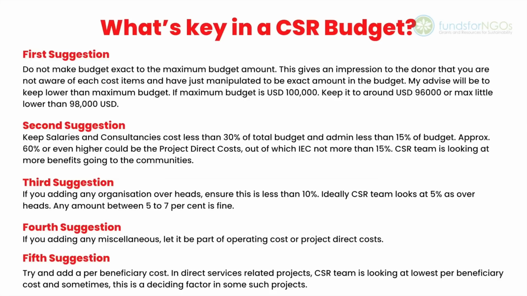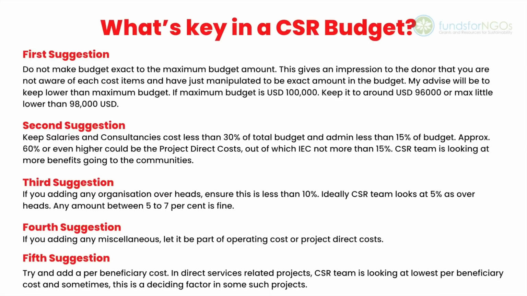If maximum budget is 100,000 USD, keep it to around 96,000 USD or max a little lower than 98,000 USD. In a nutshell, be genuine in estimating the budget. Keep salaries and consultancies cost less than 30% of total budget and admin less than 15% of the budget. Approximately 60% or even higher could be the project direct cost, out of which IEC should not be more than 15%. CSR team is looking at more benefits going to the communities.